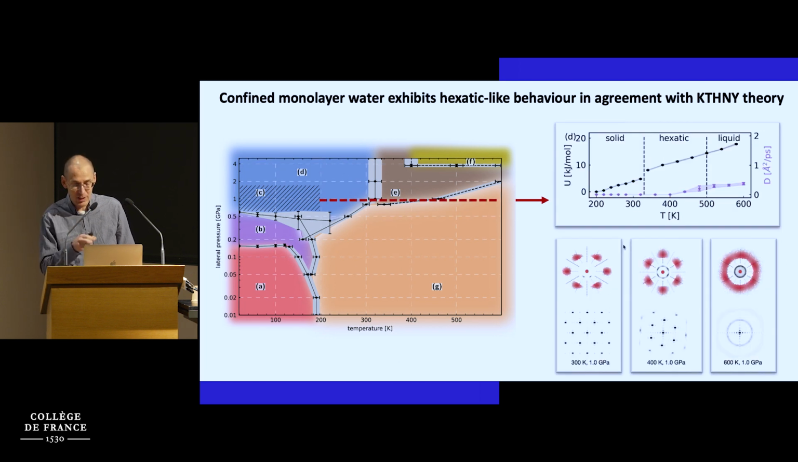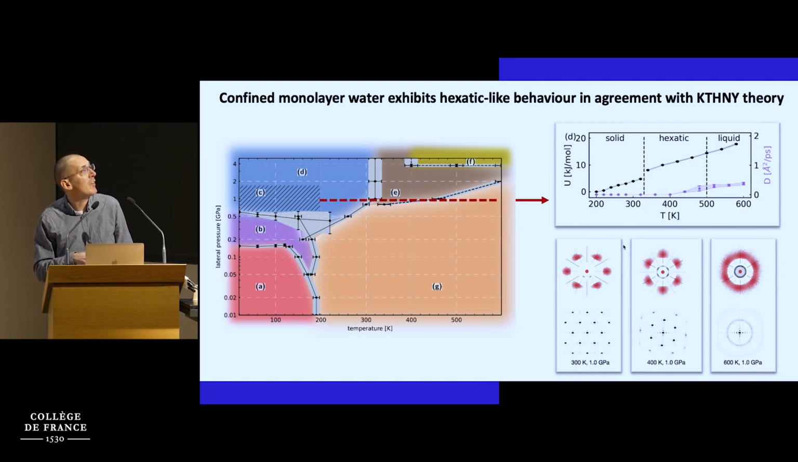If we look at the same types of quantities now at 1 GPa, what we find is as we cross the first phase boundary, we have a solid to a distinct state, a hexatic-like state. Again, we have this first order transition. The hexatic-like state going to the liquid, there's a continuous second order transition, and this behavior that we are seeing here is entirely consistent with KTHNY theory of melting of two-dimensional solids.